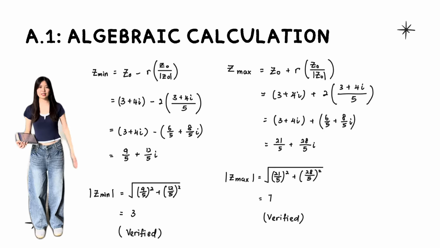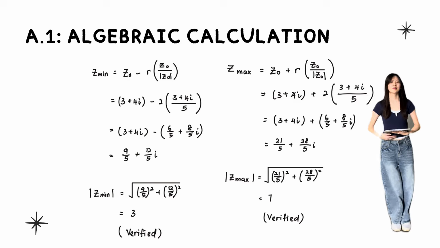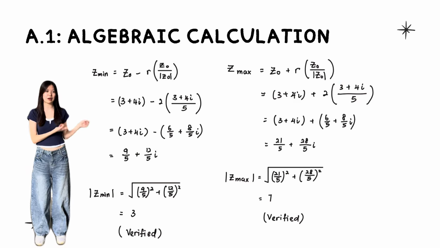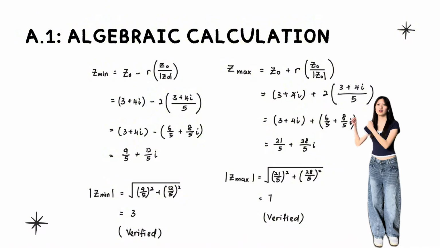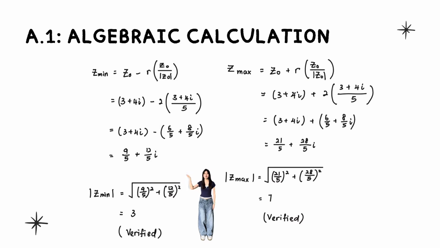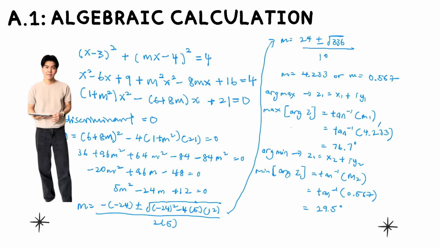Moving on to our verification on z minimum and also z maximum. Then we got our z minimum, which is 9/5 plus 12/5 i. Also our z maximum of 21/5 plus 28/5 i. Moving on to our magnitude of z minimum and also our z maximum, and we got the value of z minimum, which is 3, and also the value of z maximum, which is 7, and it's the same as the one before, so it's verified.